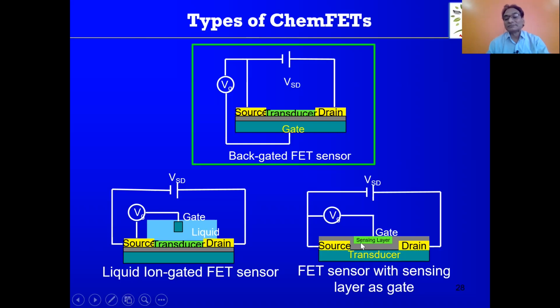And the third one is, whatever sensing material you have, the same sensing material will be your gate element. So there you can touch the third element to the channel itself, the material itself, and that would be your gate. So there are three different configurations of FET being used by researchers across the globe, but out of these three, the backgated FET configuration is being widely explored by many researchers across the globe.